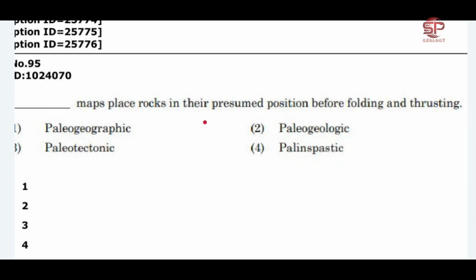Dash maps place the rocks in their presumed position before folding and thrusting. It is a type of palinspastic map. This is under paleogeographic reconstruction. So it is a type of map which shows the presumed position before the folding and thrusting.